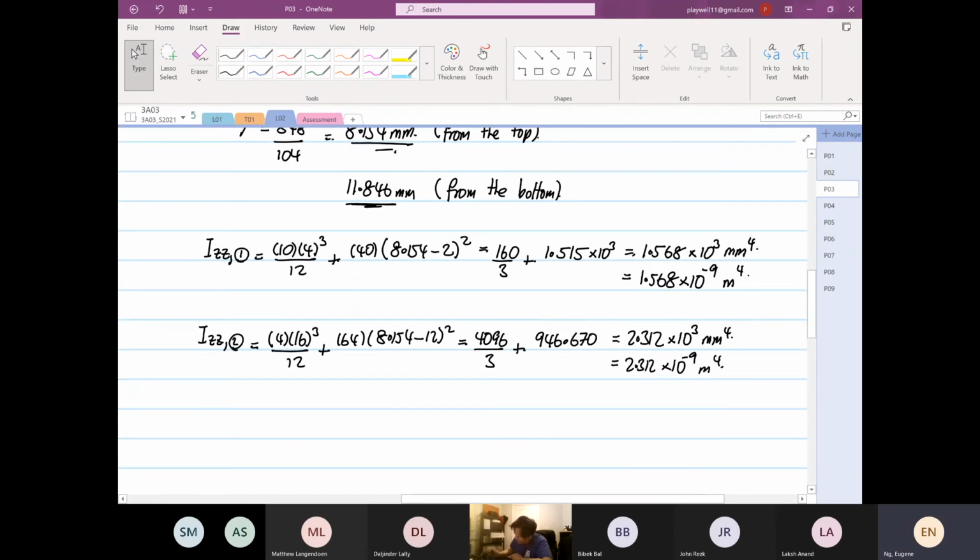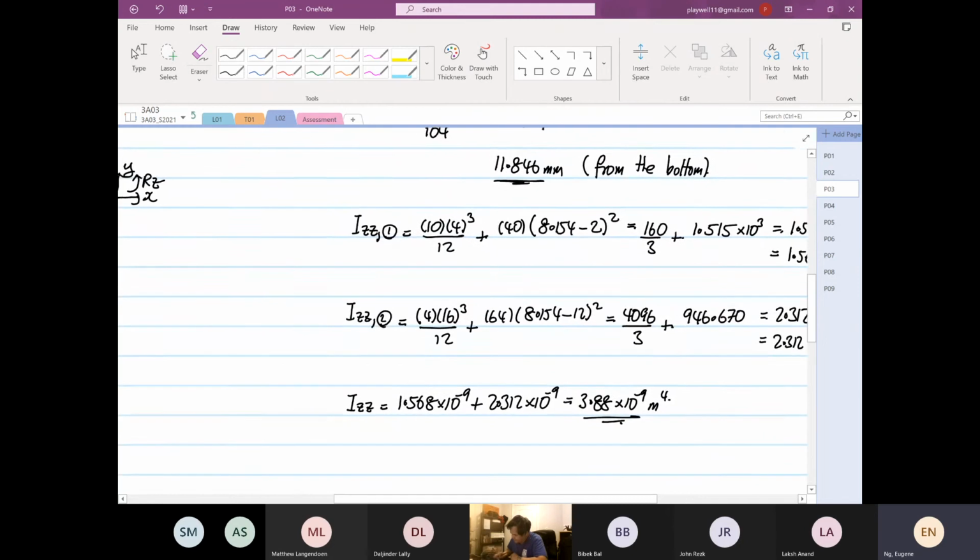Okay, so finally we know our IZZ. So IZZ is equal to 1.568 times 10 to the power minus 9 plus 2.312 times 10 to the power minus 9. So 1.568 plus 2.312, it's 3.88 times 10 to the power minus 9 meter 4. Okay. So the next thing is we want to find our stresses.